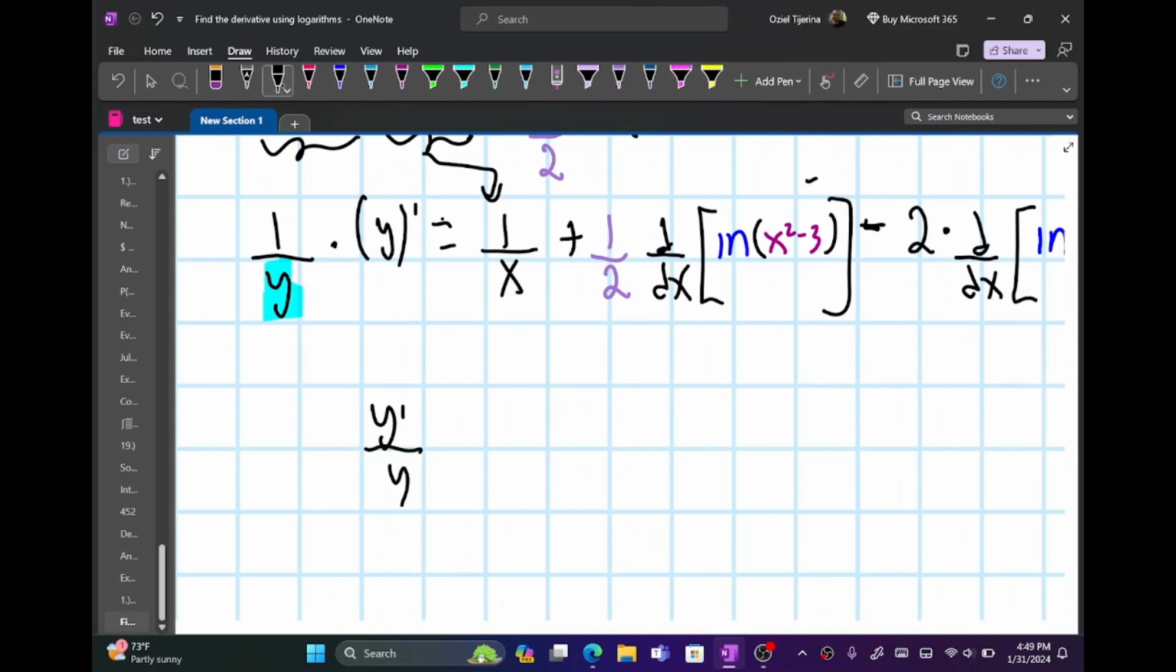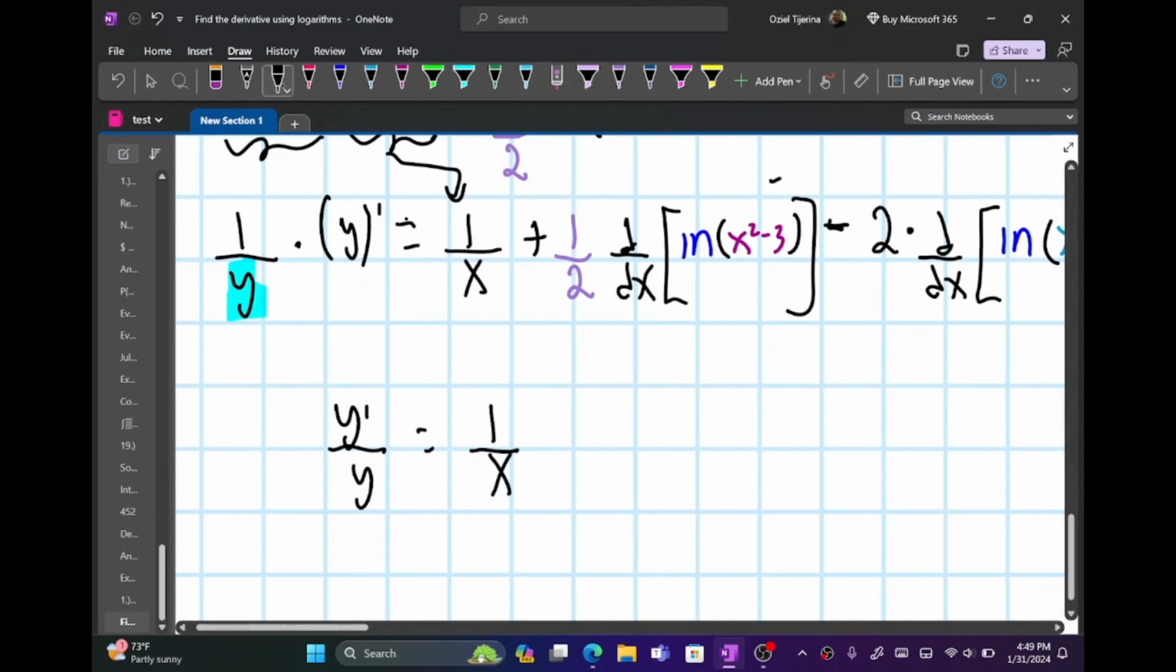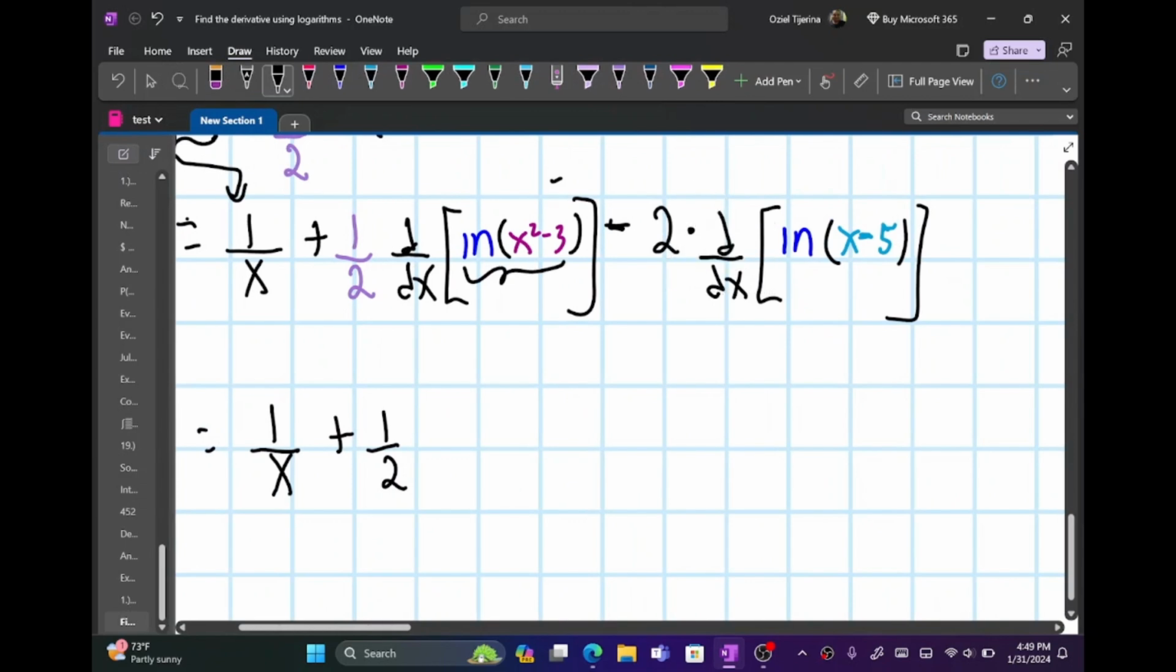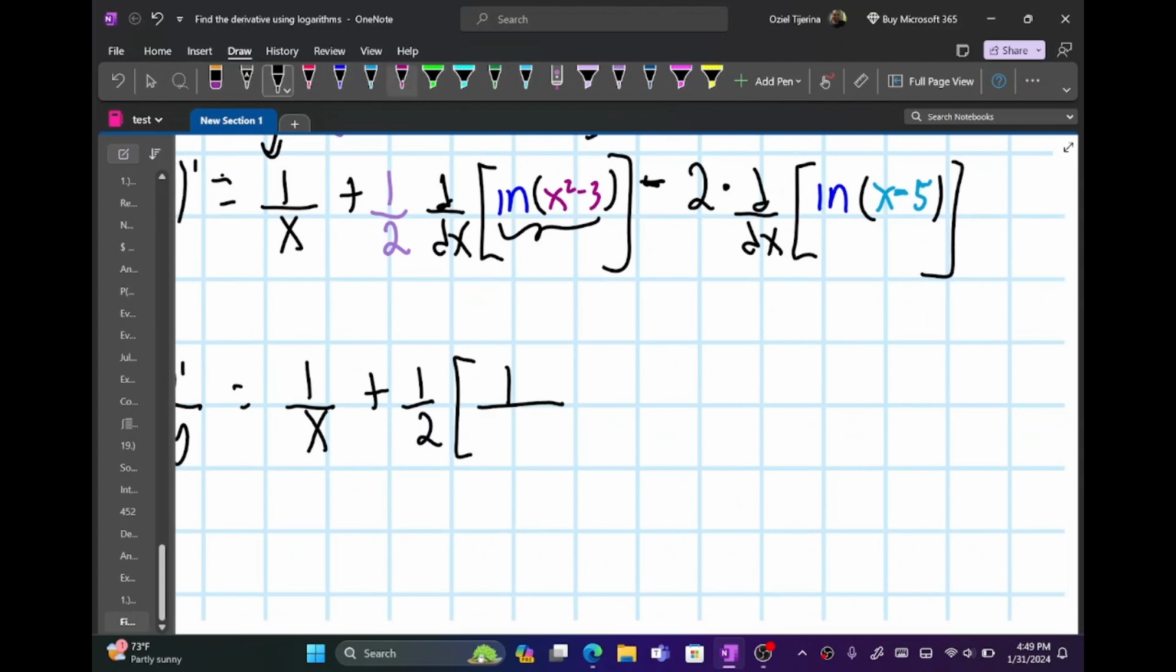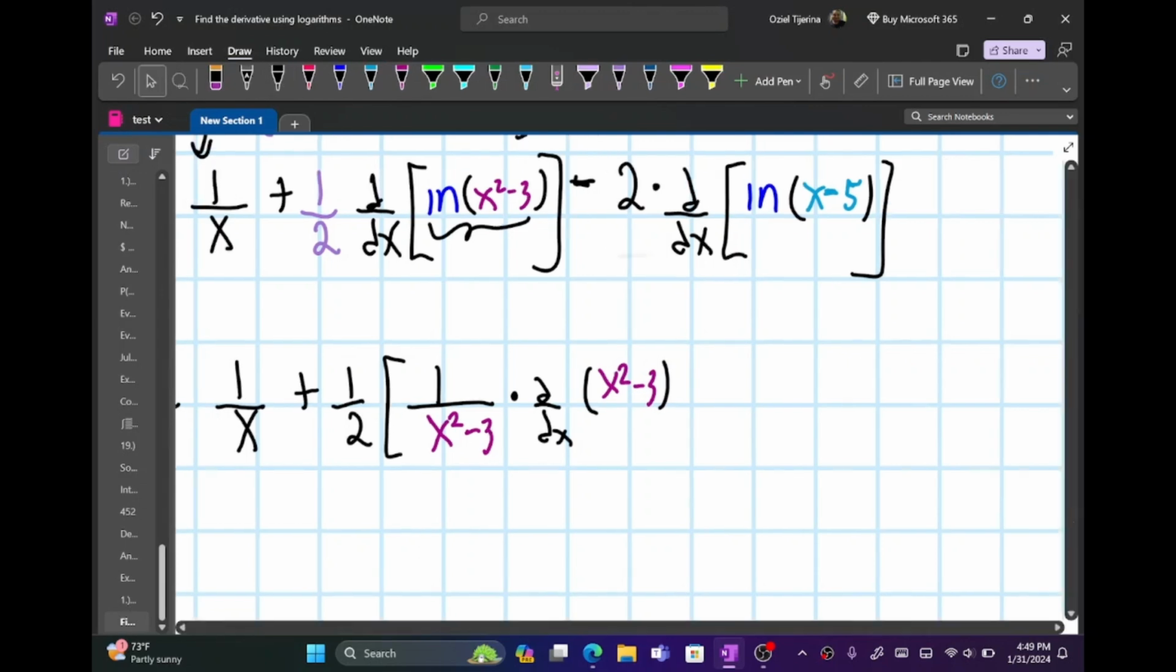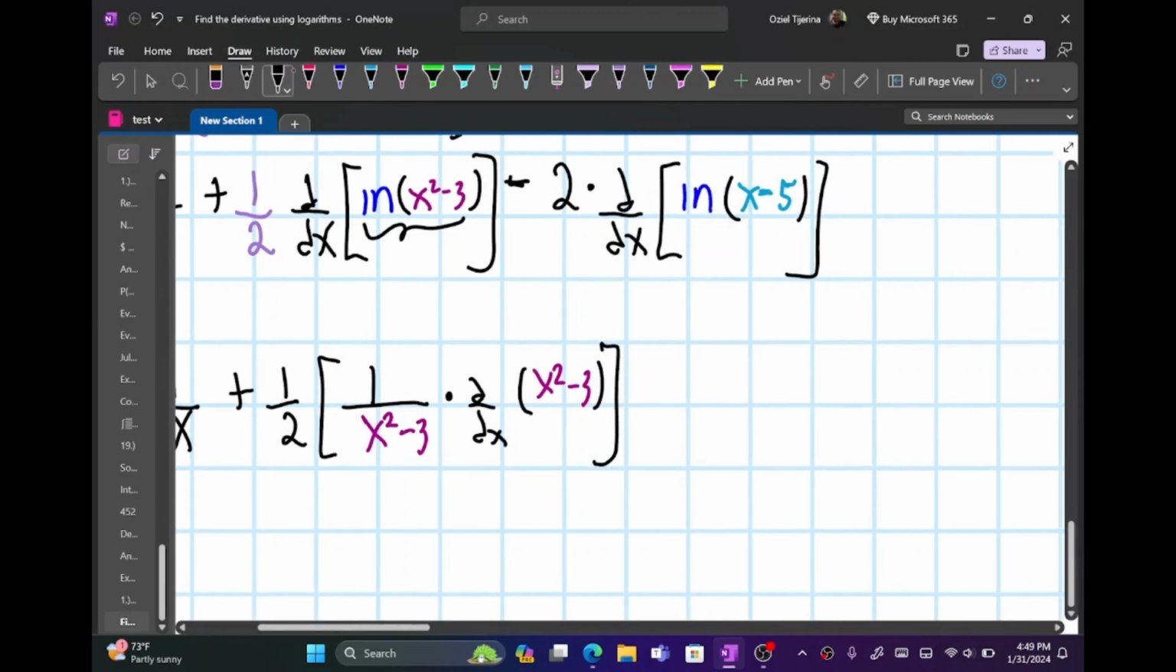Y prime over y is equal to 1 over x plus 1/2. We're going to differentiate this part, so it's going to be times 1 over x squared minus 3 times the derivative of x squared minus 3, okay? I know I'm writing it step by step here, but that's so that y'all know how to do that, because we're using chain rule for that part.